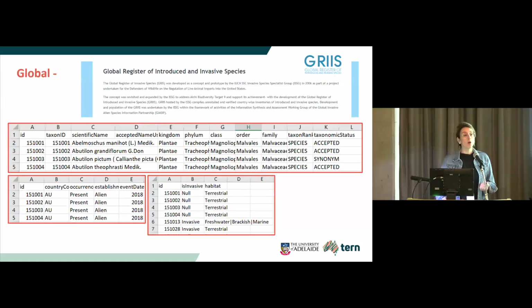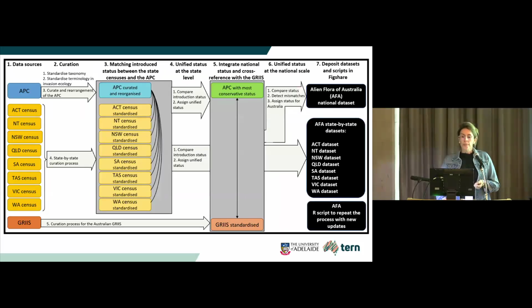And then of course at the global level, the GRIIS, there's a range of tables in the GRIIS as well. So establishment means whether it's alien and invasive. So the workflow that we use to combine all of these data sets and harmonise them: we obtained all of the data sources. So the APC, the national level, and then the state level, and then of course the GRIIS. Obtaining all the state and territory level censuses was a bit of an undertaking too.